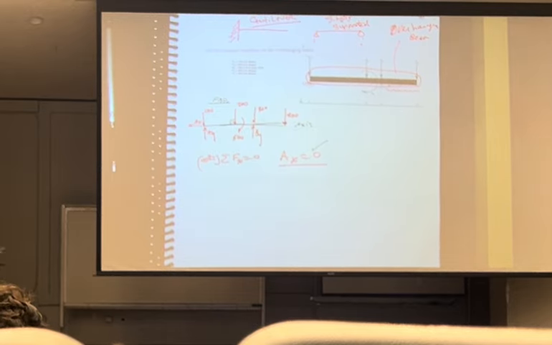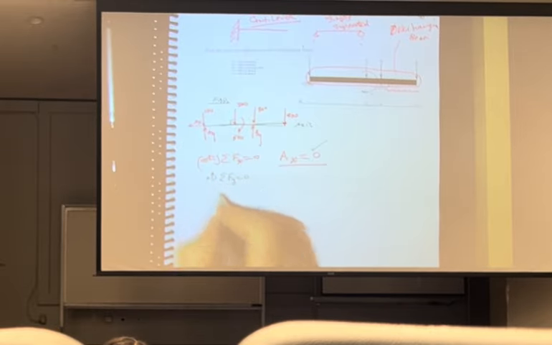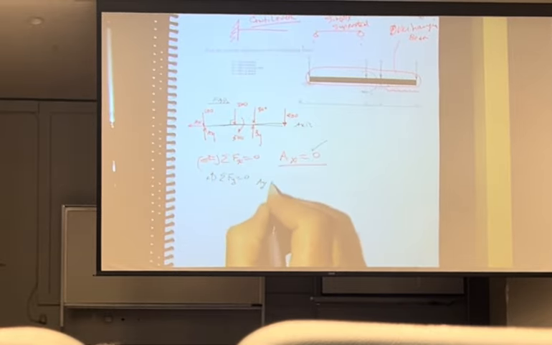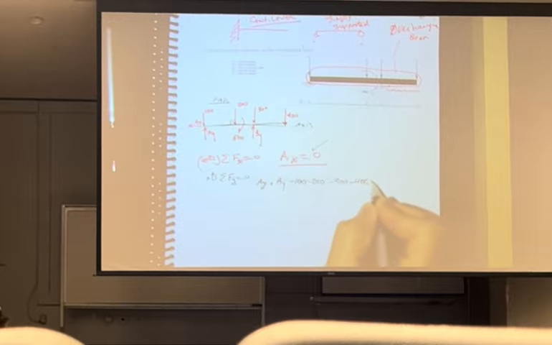Now, I'm going to do the opposite. I'm going to do it my way, and I'm going to write sum of forces in the Y. Okay, go ahead. I don't care. Sum of forces in the Y equals 0, positive upward. That says AY plus BY minus 100, minus 200, minus 300, minus 400 equals 0. Or AY plus BY is equal to 1,000.